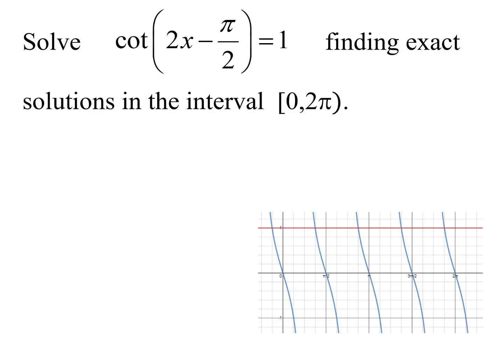Solve cotangent of the quantity 2x minus pi halves equal 1, finding exact solutions on the interval from 0 to 2 pi. The first thing I'm going to do is think about the stuff inside the parentheses. It's an angle, so I'm just going to call it theta. And so I'm going to figure out when cotangent of theta equals 1.